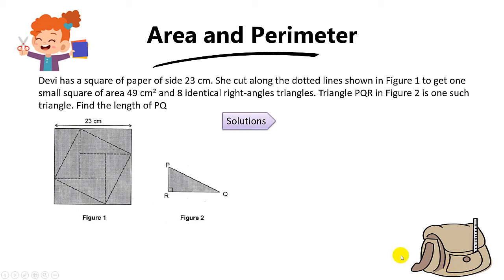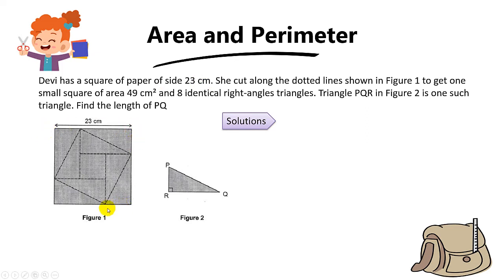Hi everyone, let's go through one more challenging question on area and perimeter. This question is from a past PSLE paper. So hopefully after going through this, you have an idea on what type of questions will come up for PSLE. Alright, Devi has a square of paper of side 23 cm.